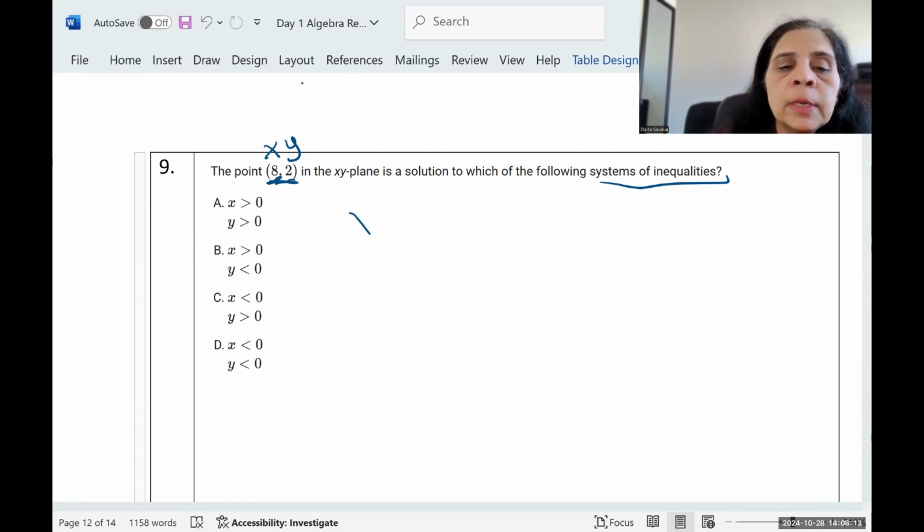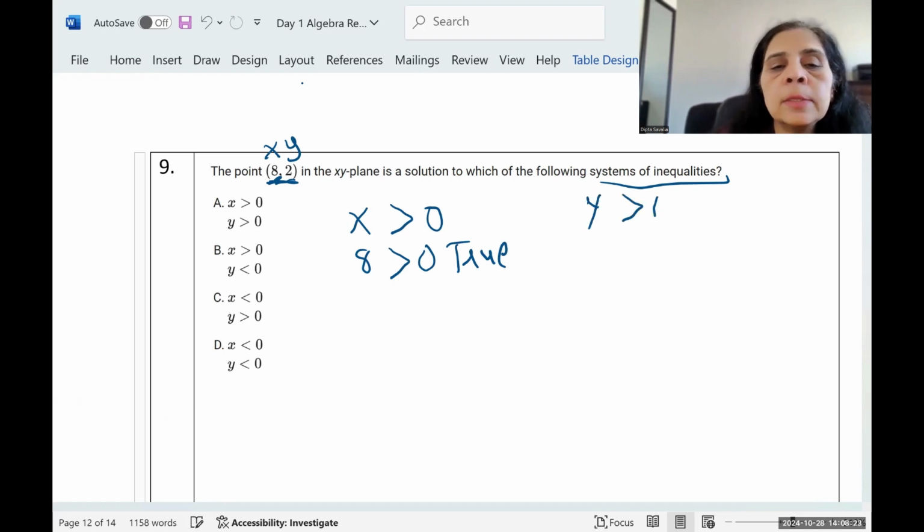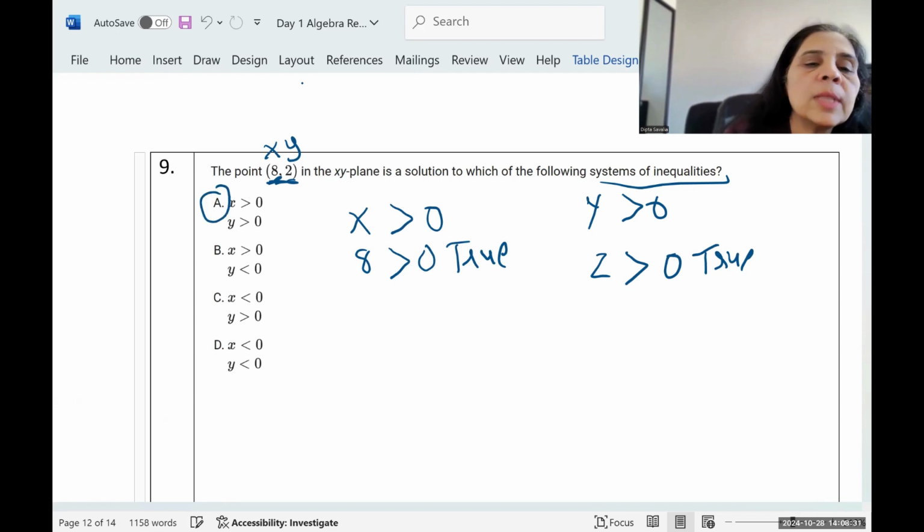So my first inequality is X greater than 0. If I plug in X is 8, that is true. All right. And second one, we have Y greater than 0. Y is 2. So that is true, we are lucky. First one is right, so we don't have to do all this work. So that is correct.